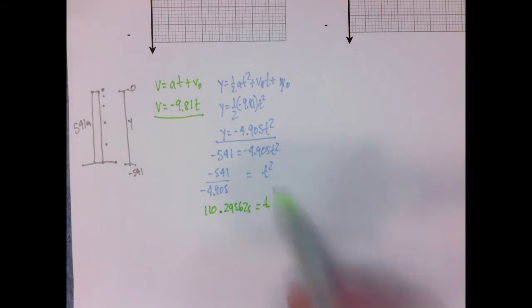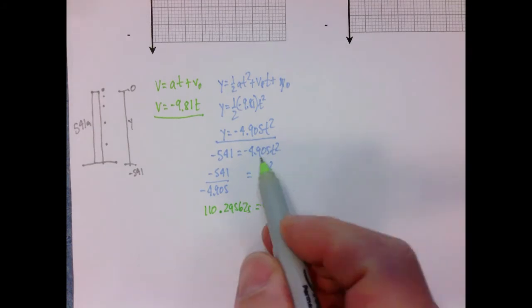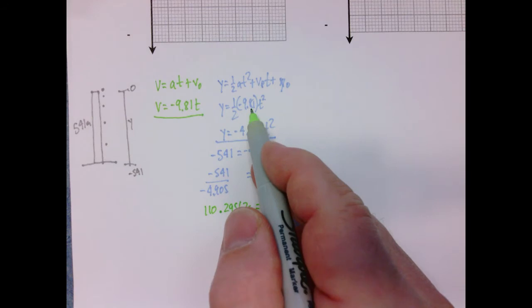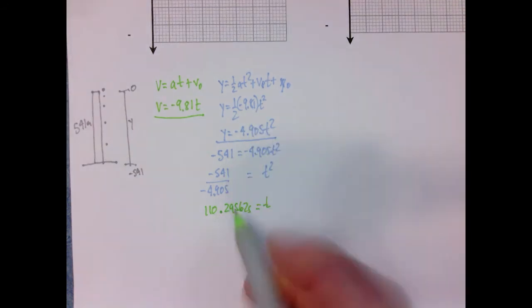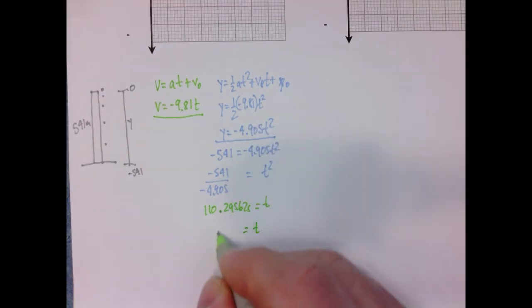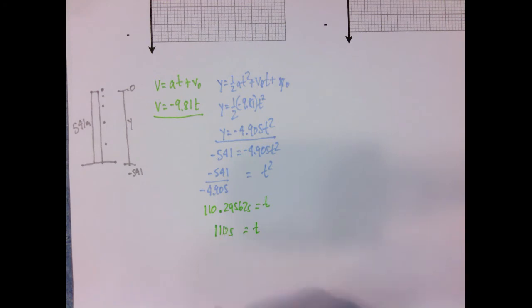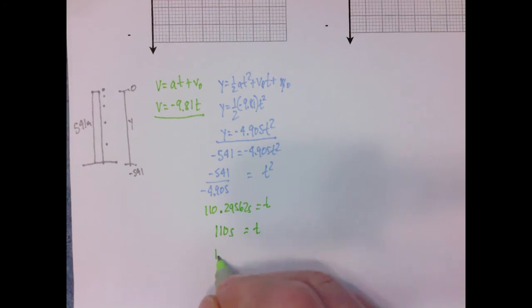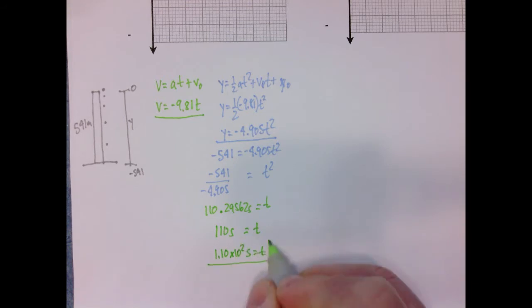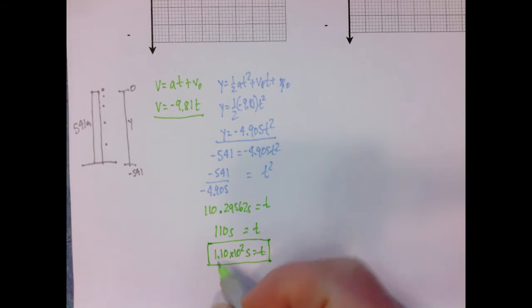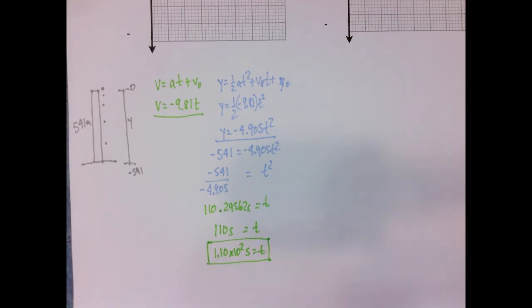Now, if we go back and look at our significant digits, we have 3 here, and we have 3 here, so our answer is going to be actually just 110 seconds. And we would write it as 1.10 times 10 to the 2 seconds is the time. So that is the time it will take for impact. Almost 2 minutes for it to hit the ground.